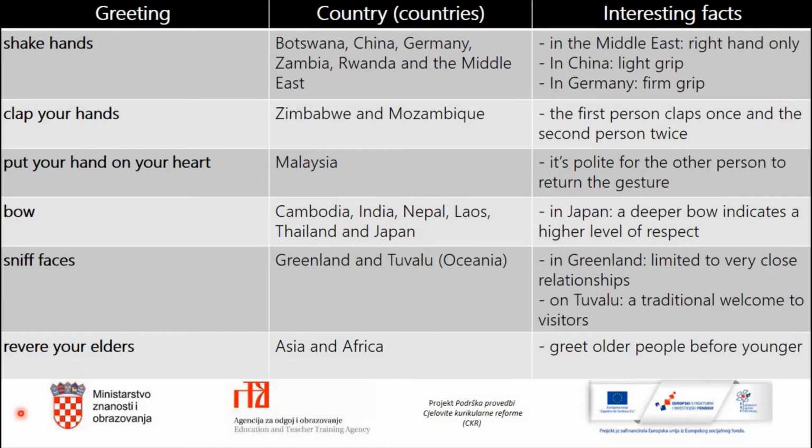In Greenland and on Tuvalu, they welcome you by sniffing faces. In Greenland, this custom is limited to very close relationships, so they greet each other in their own family like that. While on Tuvalu, it's a traditional welcome to all the visitors. In Asia and Africa, you should revere your elders. It means that you need to greet older people before younger.